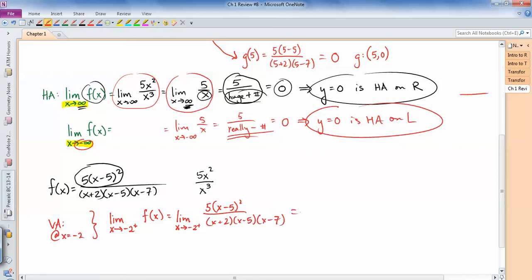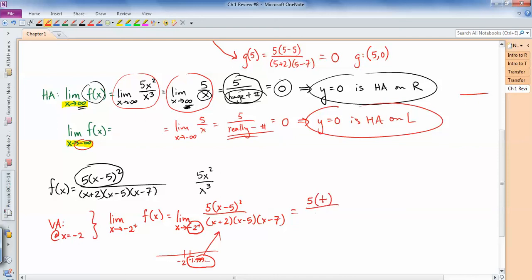So if you think about what happens when I plug in a number just to the right of negative 2. A number just to the right of negative 2 on the number line would be a number like negative 1.999. So if you think about that, then you can analyze positives and negatives for the numerator and denominator. If I plug in some number just like this for all my x's, then the top is going to be 5 times something squared. So that's going to be a positive number.